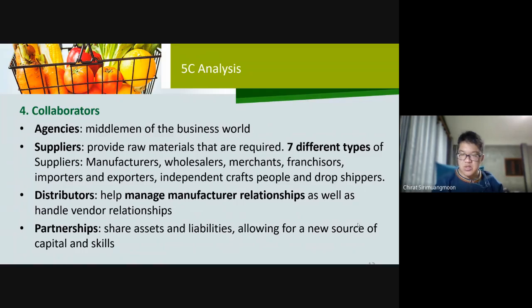So you want to keep a good relationship with them too, because you do business with them. Then partnership. A partnership is a person who wants to help you, like sharing your resources and liabilities, and then they might have some good things. So you ask them to do some good things that they can do. This is partnerships, so these are collaborators.